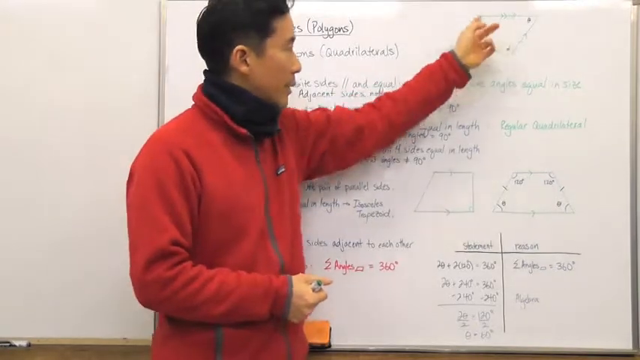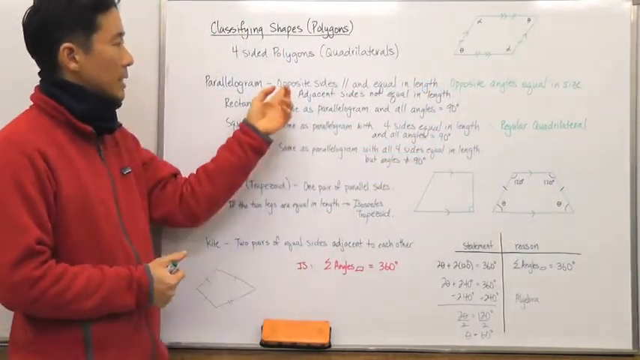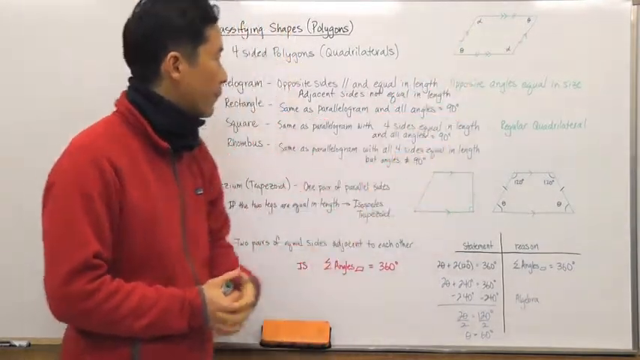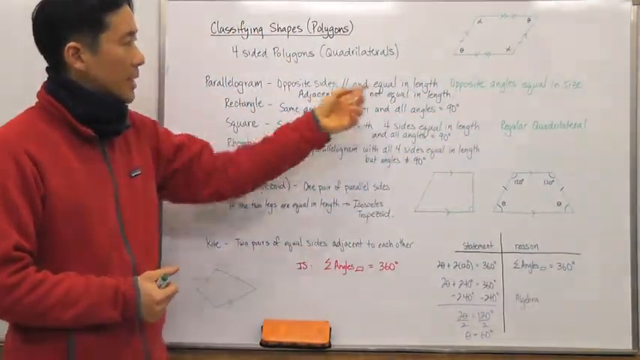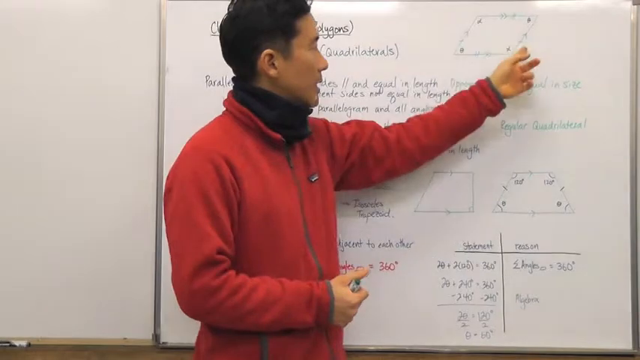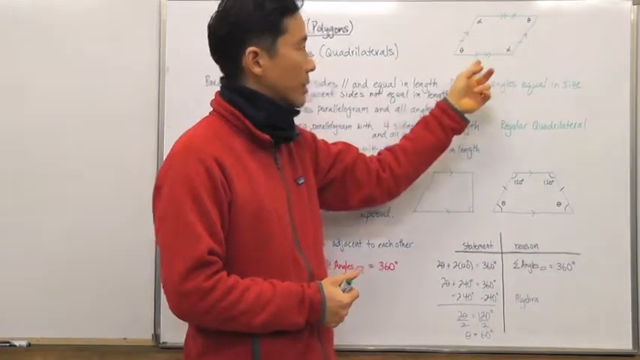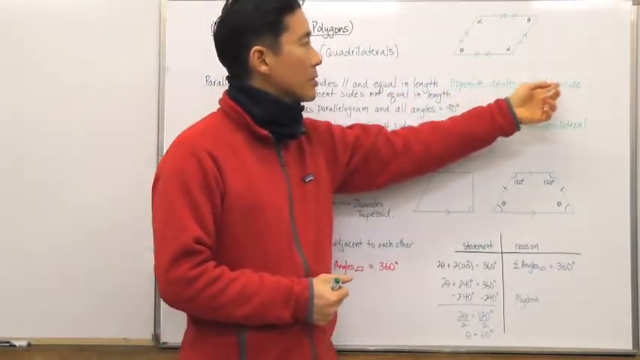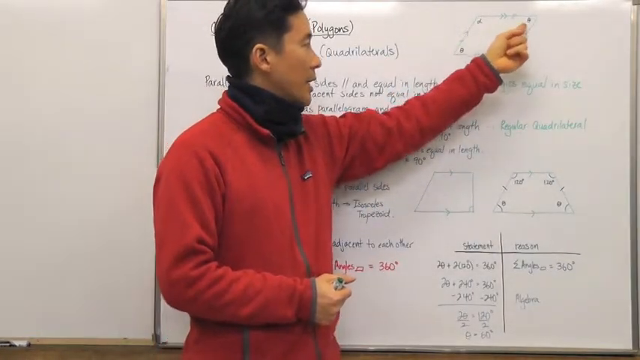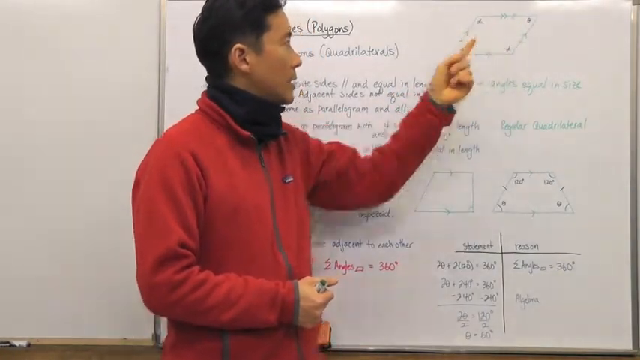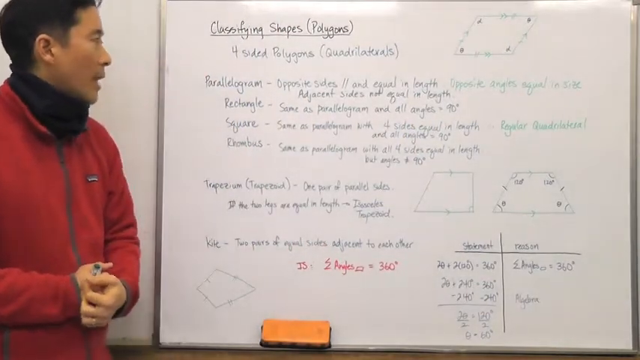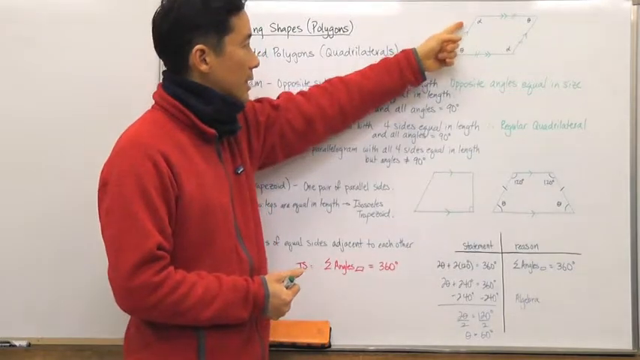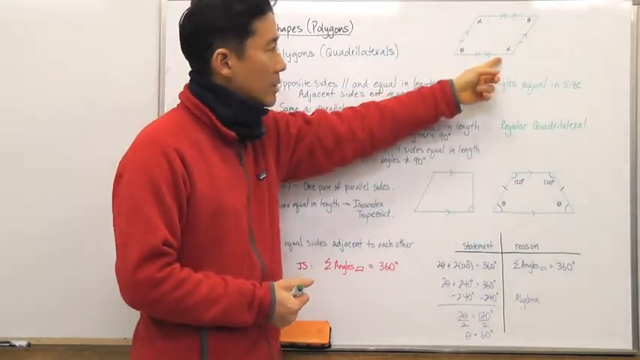Here's a diagram of a parallelogram. It says it has opposite sides that are parallel. So notice the opposite sides are parallel, and the opposite sides are also equal in length. So this side is equal to that side in length. Notice that we also have the opposite angles that are equal in size. So this angle measurement is equal to that angle measurement. The adjacent sides, notice, are not equal in length. So in other words, this side here is not equal to that side there.